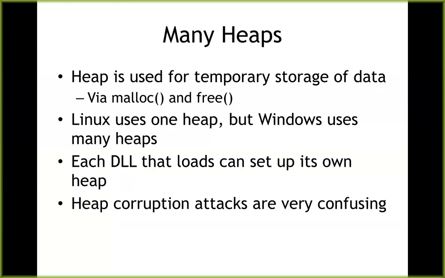Now, in our Linux programs, there was one heap, and we did some heap overflow exploits. Windows has a much more complicated heap structure. They have many different heaps. Each DLL sets up its own heaps. So there are heap corruption exploits, but they are very confusing. There's a thing called the look-aside table and a bunch of advanced, complicated things about heaps in Windows.